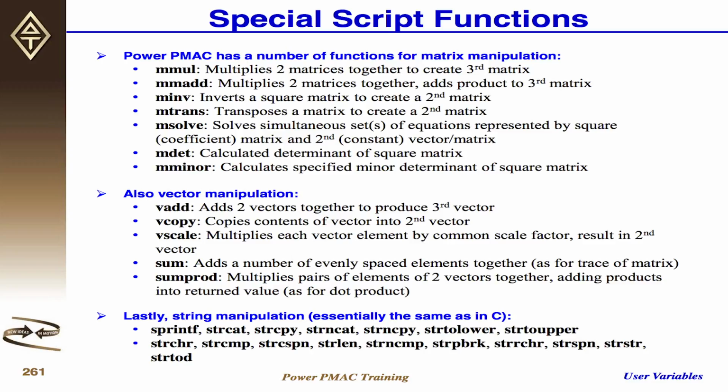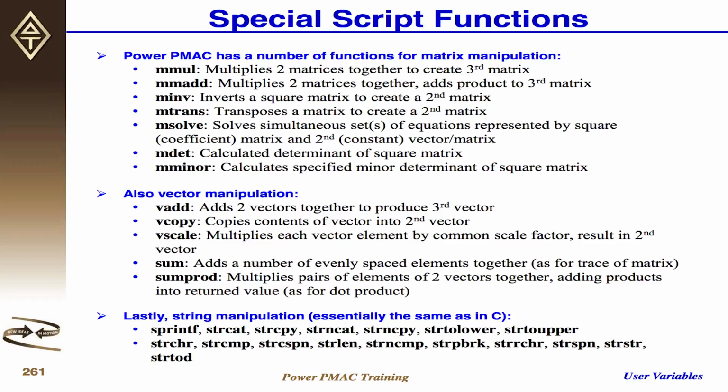There's additionally some special script functions. You can do mmul, which is matrix multiplication, mmadd, matrix multiplication, and then adds the product to another matrix. M_inv inverts a square matrix. M_trans transposes a matrix. M_solves solves a simultaneous set of equations represented by a square matrix and a second vector matrix. Basically, we have a series of matrix manipulation functions you can use.